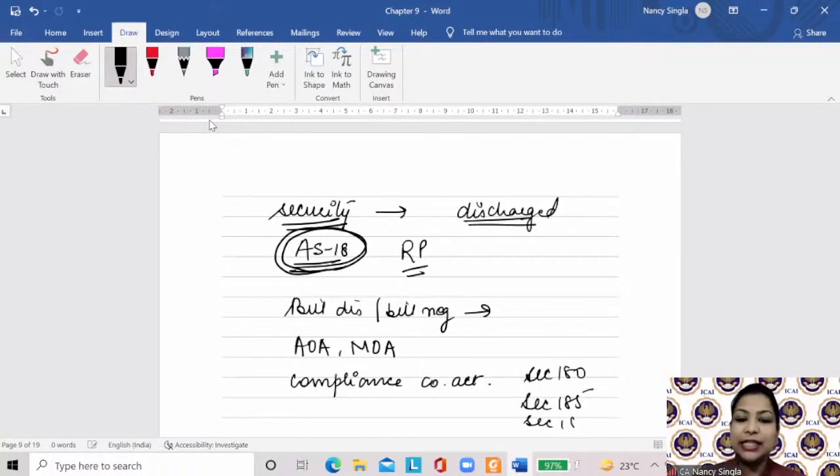What are these? See, section 180, you need not as such learn them in detail. Firstly, tell me, have you done them in your company law? Quickly send in.